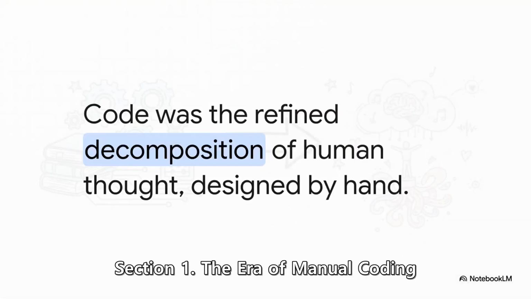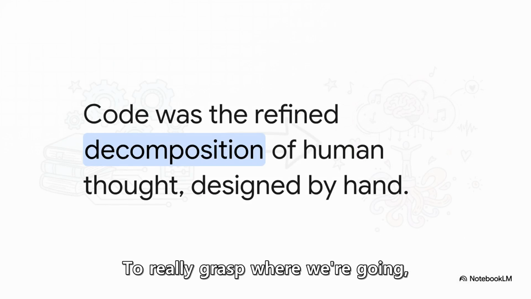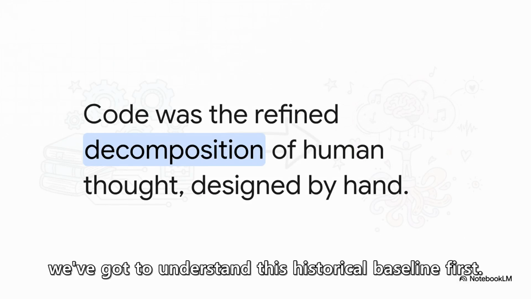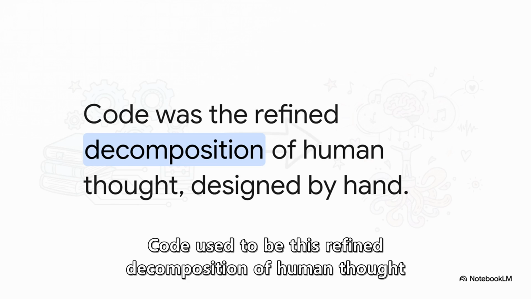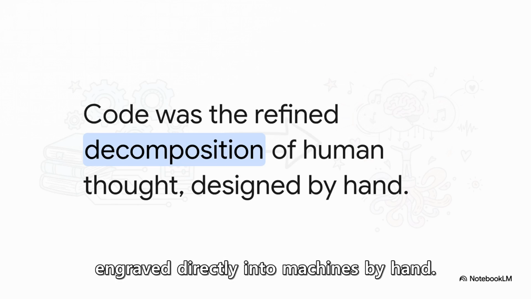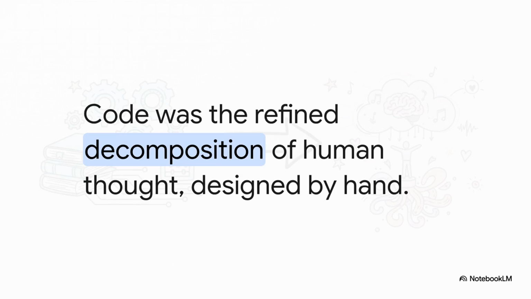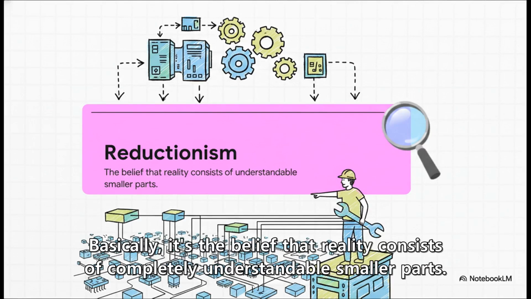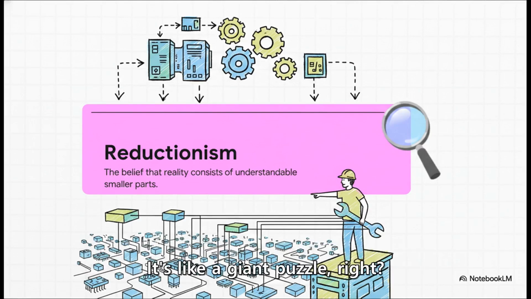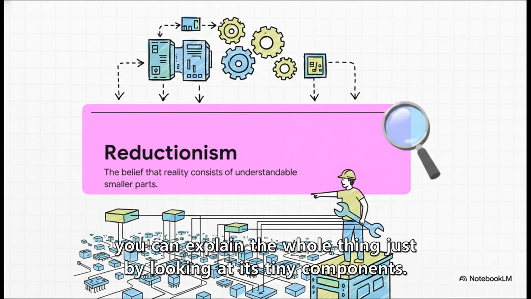Section 1. The Era of Manual Coding. To really grasp where we're going, we've got to understand this historical baseline first. Code used to be this refined decomposition of human thought engraved directly into machines by hand. So manual coding relies heavily on a reductionist worldview. Basically, it's the belief that reality consists of completely understandable smaller parts. It's like a giant puzzle, right? If you break something down far enough, you can explain the whole thing just by looking at its tiny components.